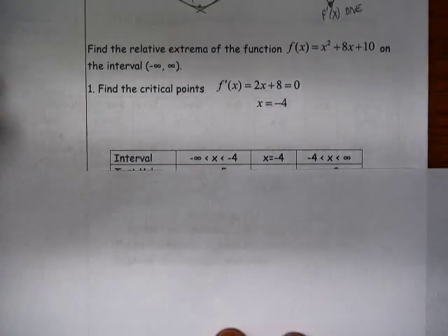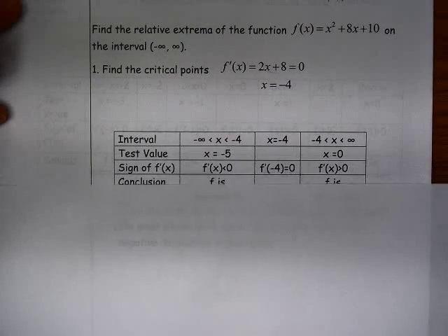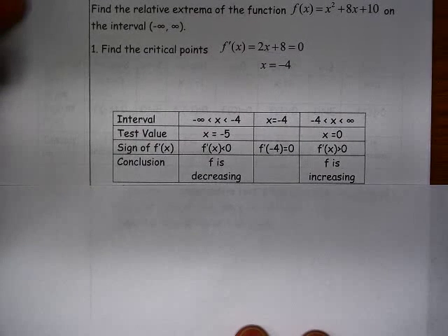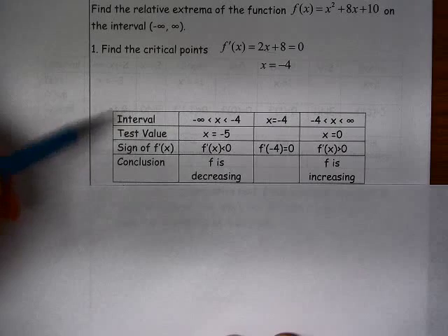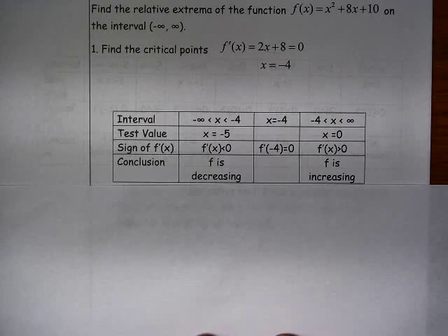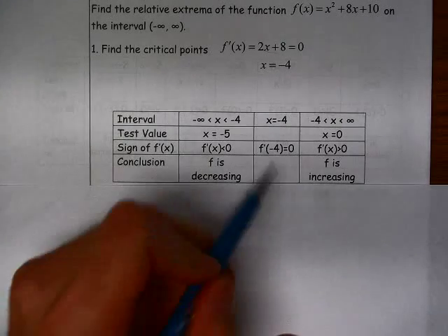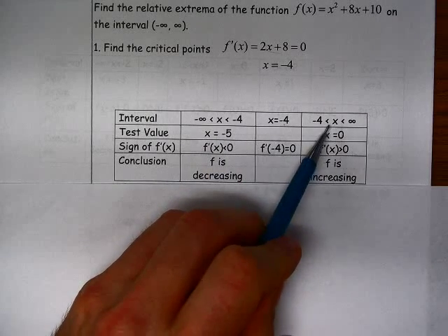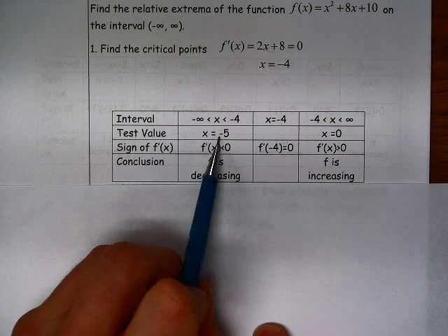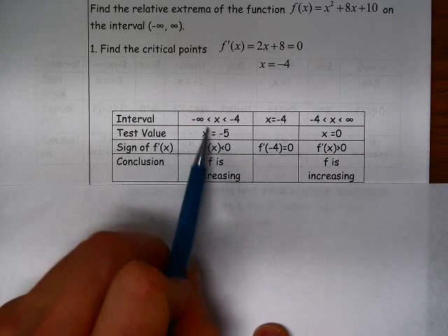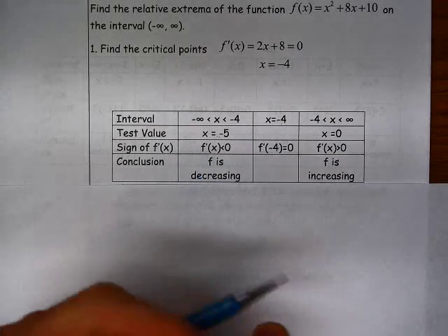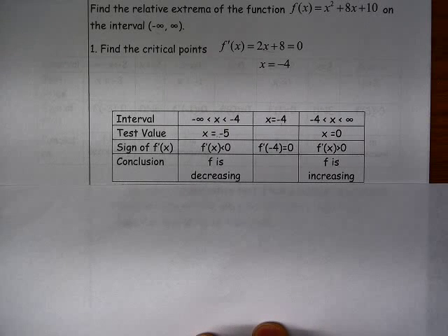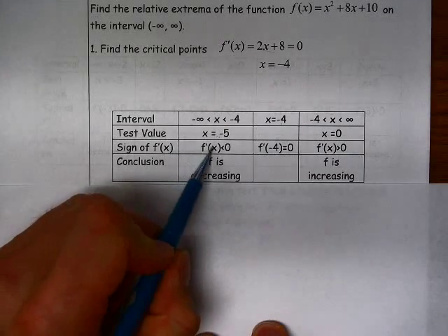And then we use that x equals negative 4 to make a chart. Exactly the same kind of chart that we made for looking at when a function was decreasing or increasing in the last example. We have x equals negative 4, we have to the left of negative 4, and we have to the right of negative 4. So I choose a test value. Again, it does not matter where in this interval I choose. I want to use a number that seems like it would be fairly easy to do the calculation on.